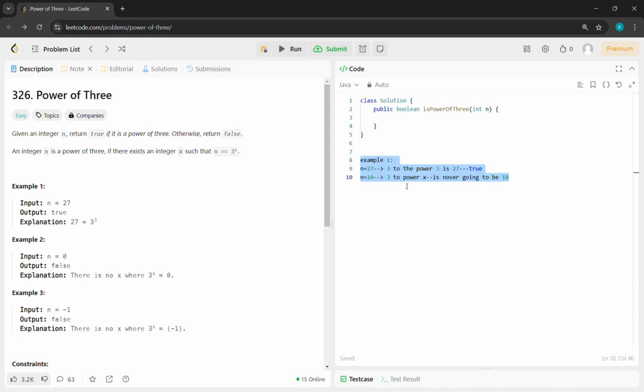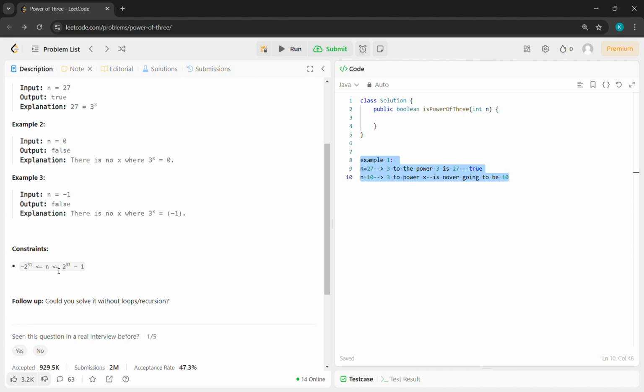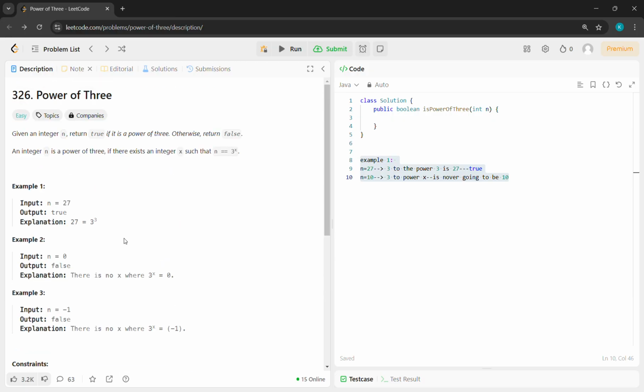There are examples 1, 2, 3, and no more constraints, just a follow-up question: could we solve it without loops or recursion? We'll definitely check it out, but let's first solve the straightforward approach. The question is interesting. We have already done a similar question where we check the power of 2. The current one is to check the power of 3.